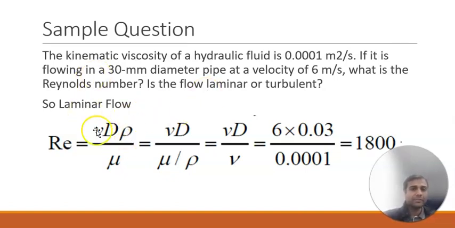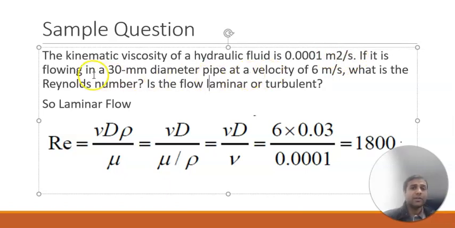Now, let's say we want to find out the Reynolds number. The kinematic viscosity of a hydraulic fluid is given as 0.0001 meters squared per second. So these are the units. Sorry, that's the viscosity. The pipe has a 30 millimeter diameter. The velocity is 6 meters per second. We want to find out the Reynolds number. So if you just write this one down, please.